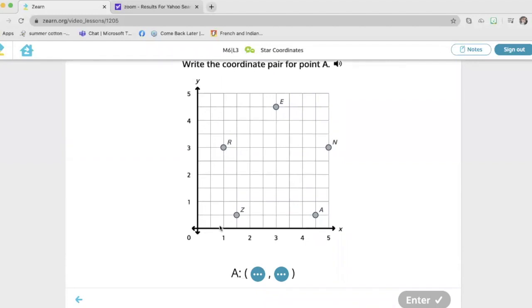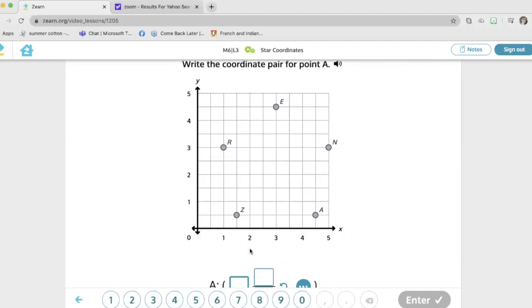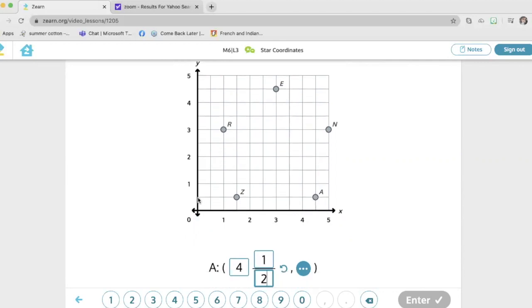Okay, A, I'm going to start at 0. I'm going to go over. It's at 4.5 because it's between 4 and 5. And then I'm going to look at my y-axis when I go up, and it's at 1/2.